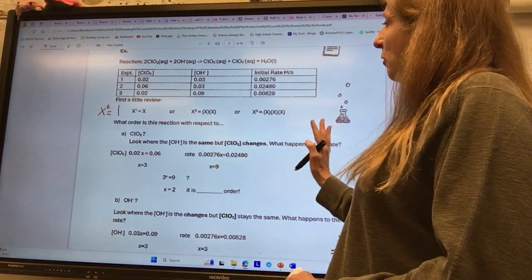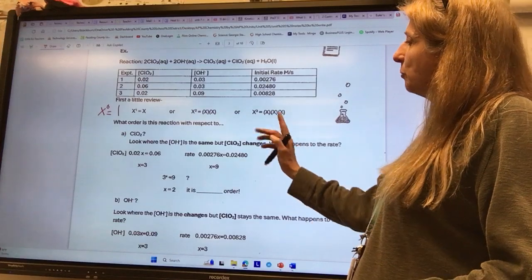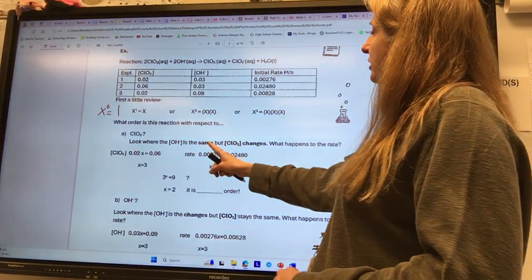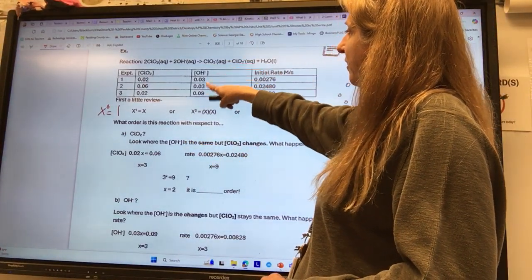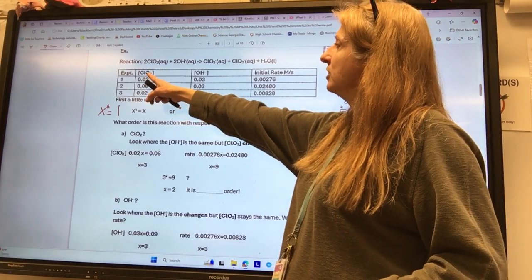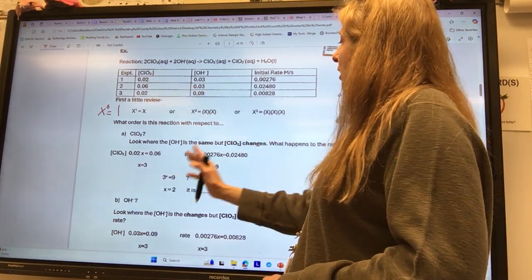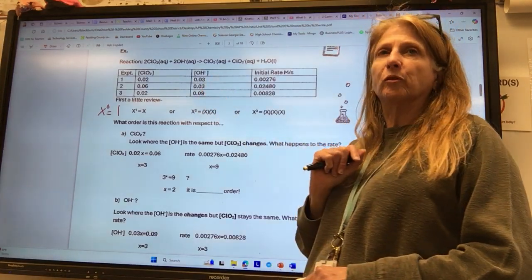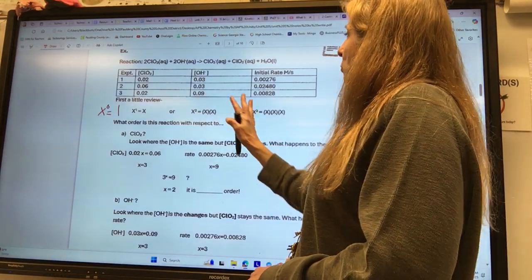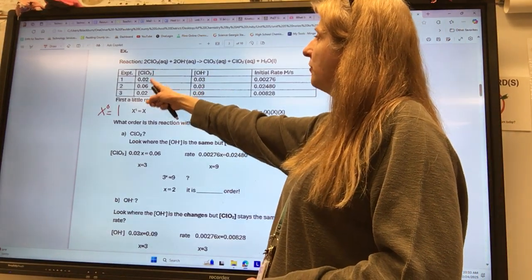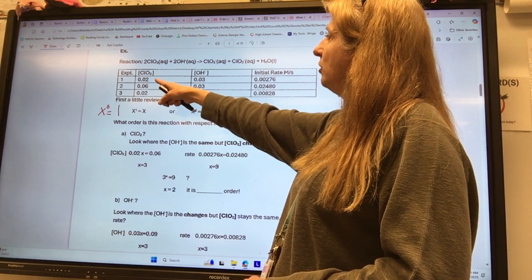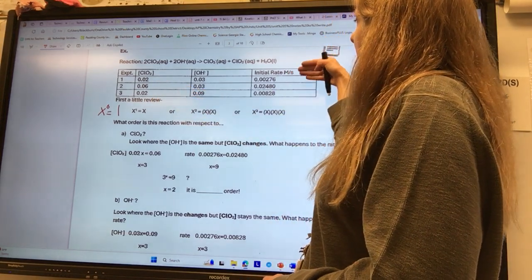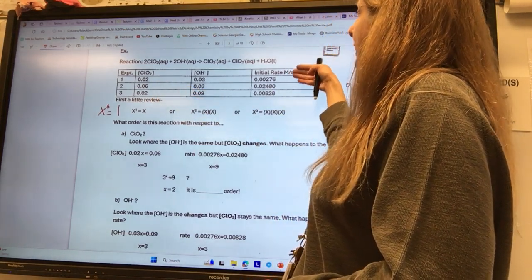Okay, so what we're going to do first of all is look at where the concentration of the hydroxide stays the same, but the concentration of ClO2 changes. And that's experiment 1 and 2. Everybody agree to that? Okay, and what we want to see is how the concentration of ClO2 changes mathematically in regard to how the rate changes.